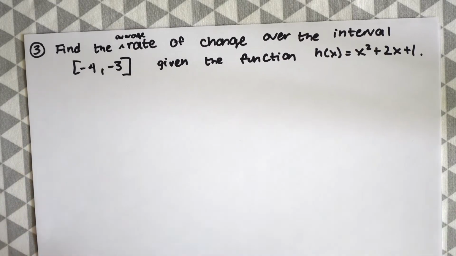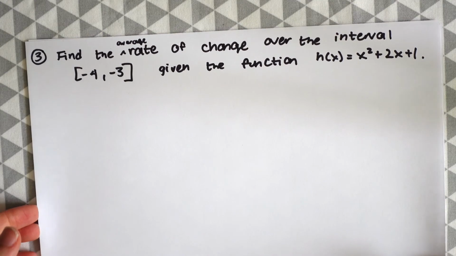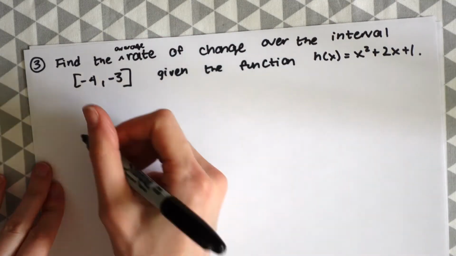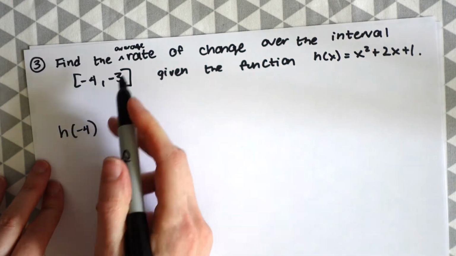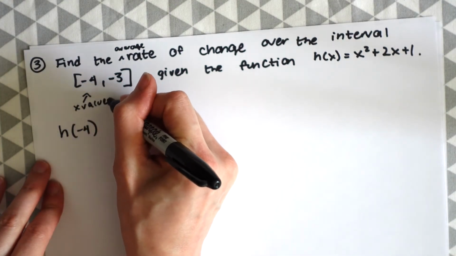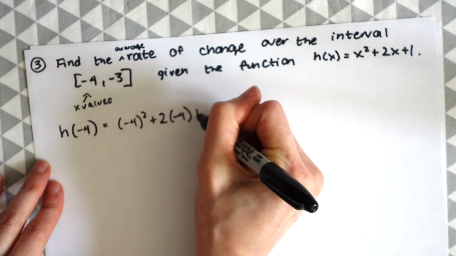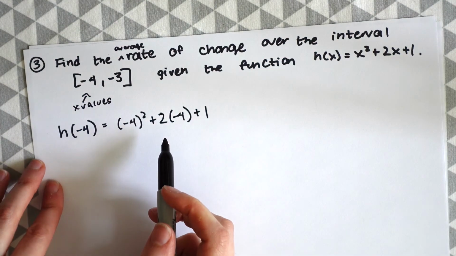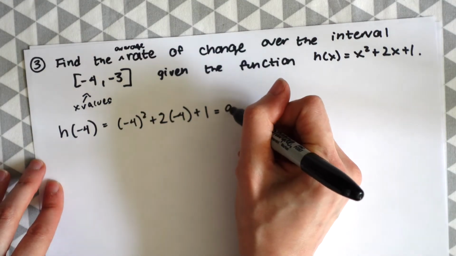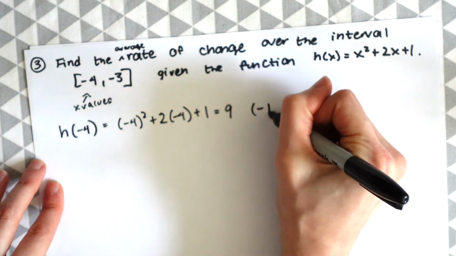Okay, let's try our last example here. Find the average rate of change over the interval [-4, -3], given the function h of x equals x squared plus 2x plus 1. So this time they didn't give us a graph, so it's up to us. We can draw a graph to visualize it ourselves, or we could just go ahead because we know what to do. So I'm going to go ahead. I'm going to plug in h of -4, remember these are x values over here. So when we do that, we'll get (-4) squared plus 2 times -4 plus 1. So that's 16 minus 8 is 8 plus 1, which will just give us 9. So this gives us a coordinate point of -4, 9.